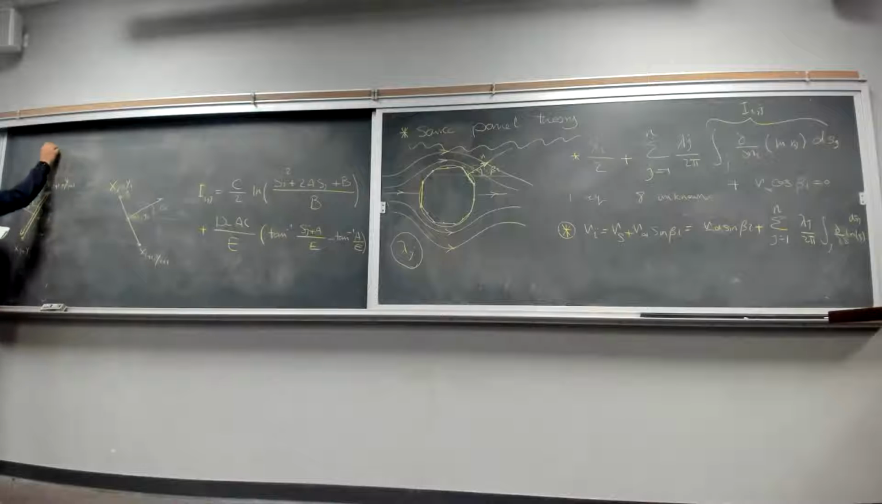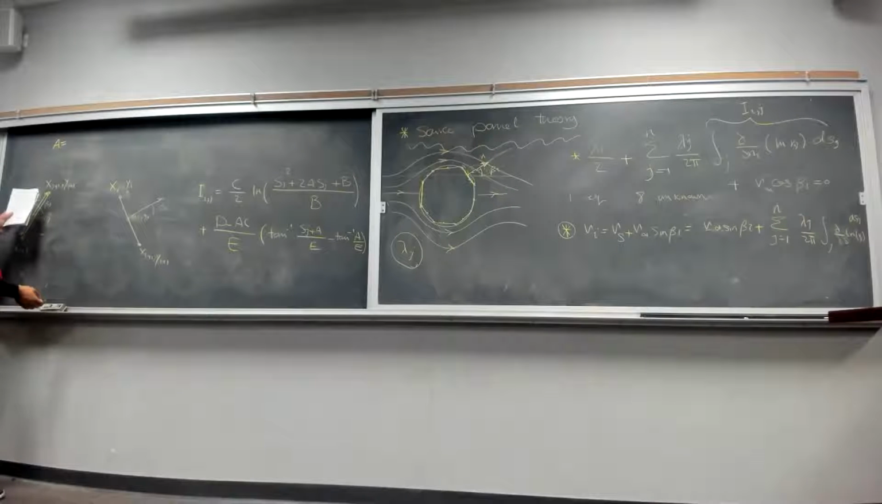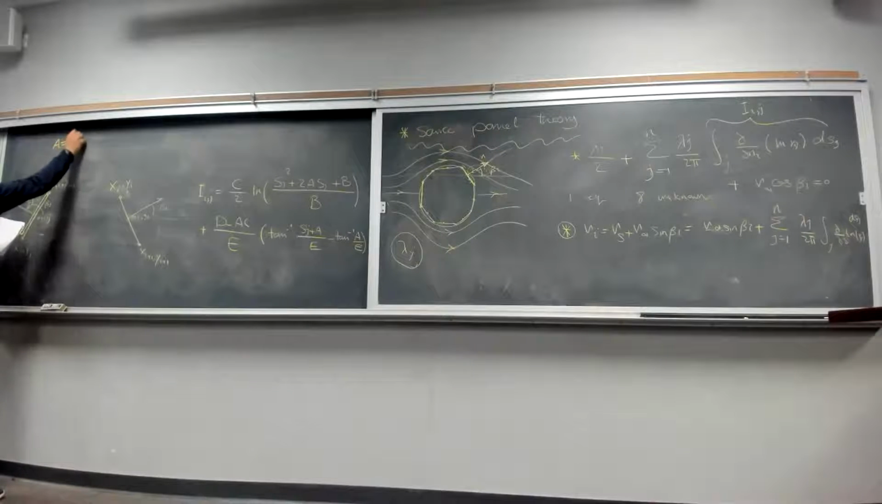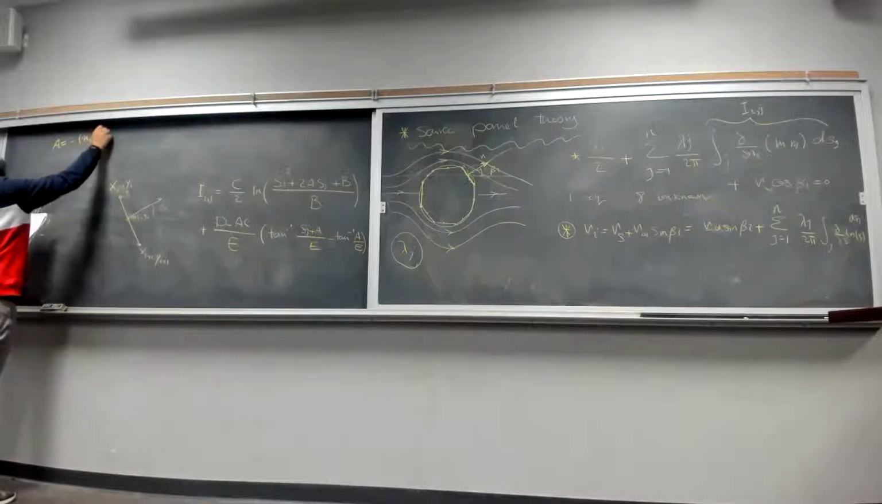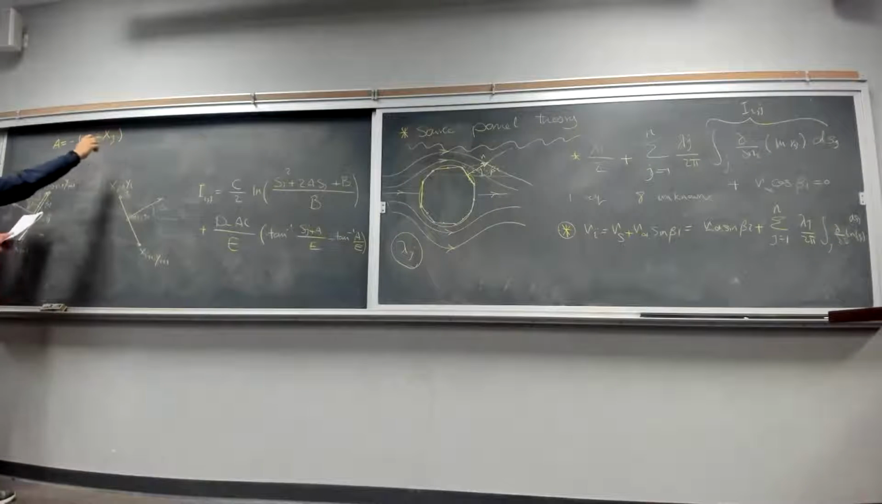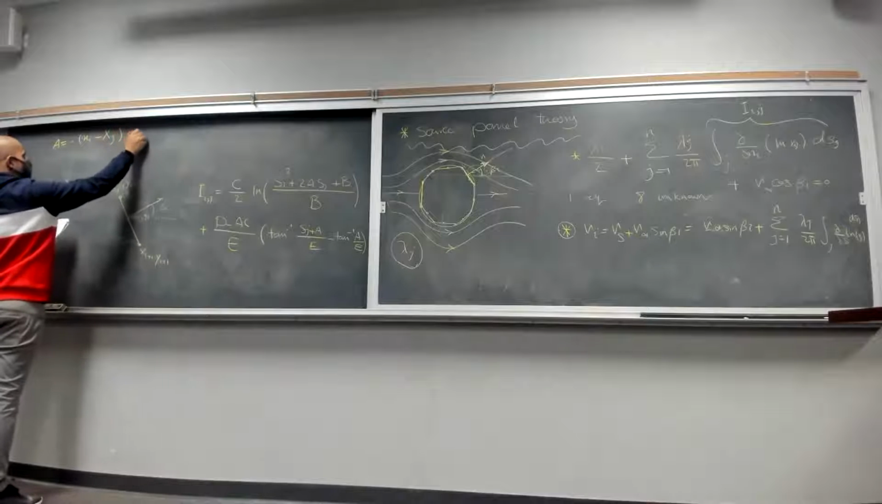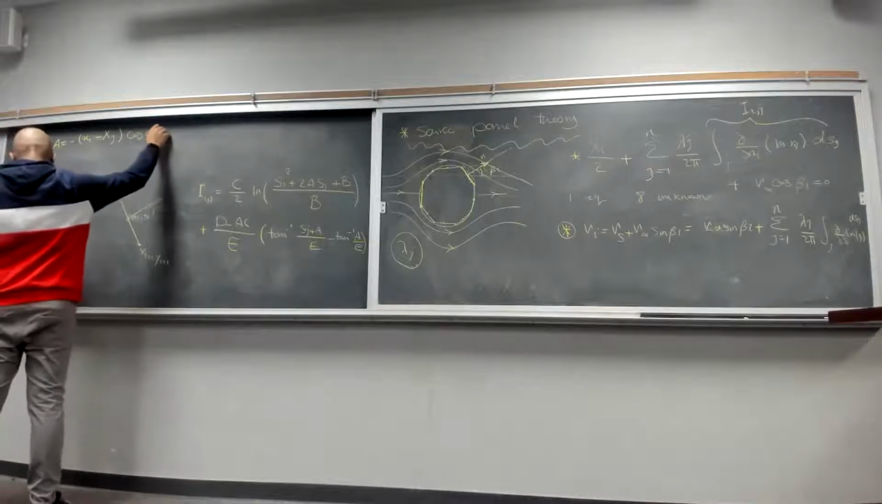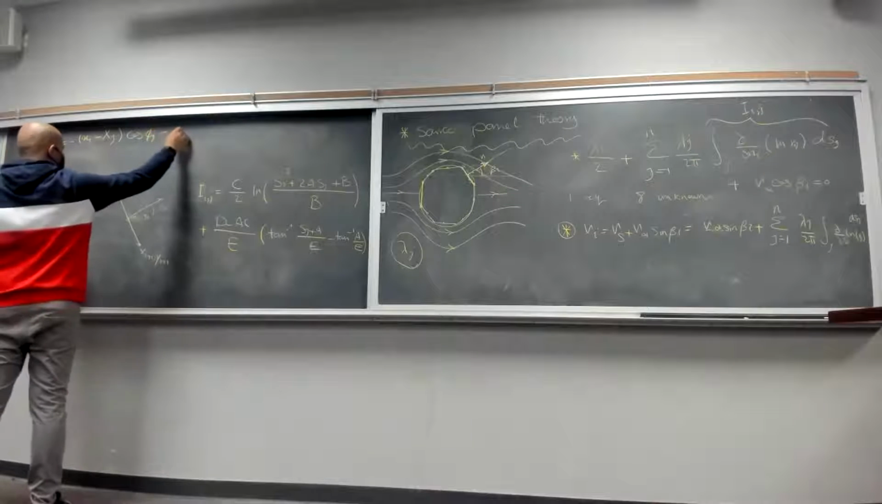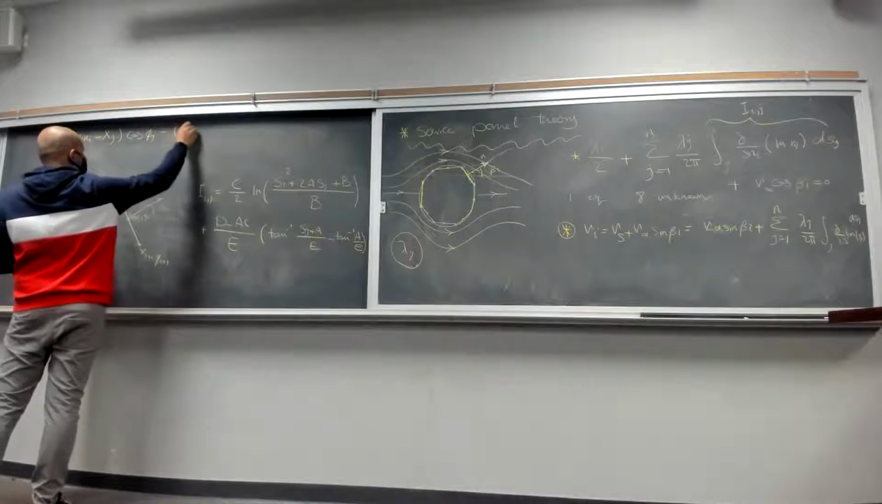A is, all of these are represented by constants, so I'm just going to write them down here. A is xi minus xj cosine of phi j. It's going to take us a long time, but that's all right.